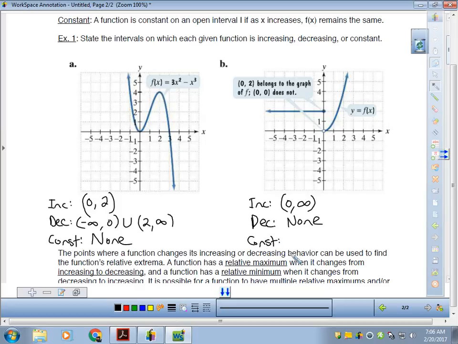And then lastly, for constant, this one actually does have a constant interval. There's this little horizontal piece right here. So it starts here at the left, which is at negative infinity, and it continues to be constant all the way until we get to here, which has an x value of 0. Constant from negative infinity to 0. Okay. That's pretty easy to do.